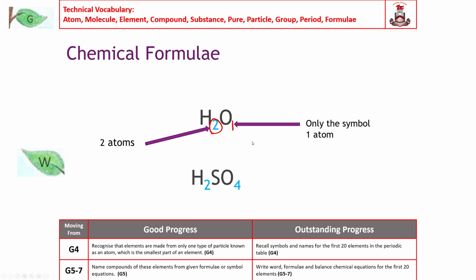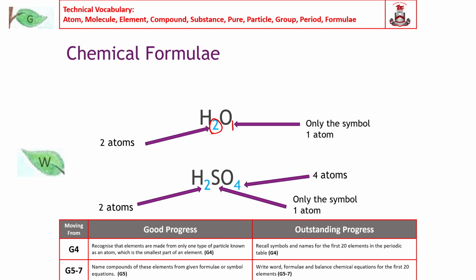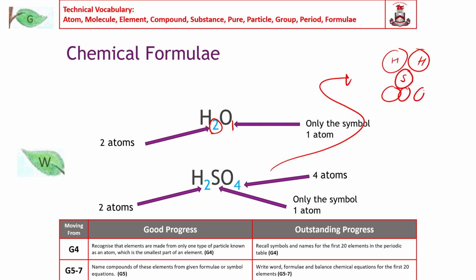So let's look at this one. Pause the video, tell me how many atoms of hydrogen, sulfur and oxygen are there in this. Hopefully you've paused it. You should know there are two atoms of hydrogen. There is one atom of sulfur. There are four atoms of oxygen. Okay, so if I was to draw this one out, you'll have hydrogen, hydrogen, sulfur, 1, 2, 3, 4, oxygen, oxygen, oxygen, oxygen, right? So a visual diagram to help you. Two hydrogens, one sulfur, four oxygens.